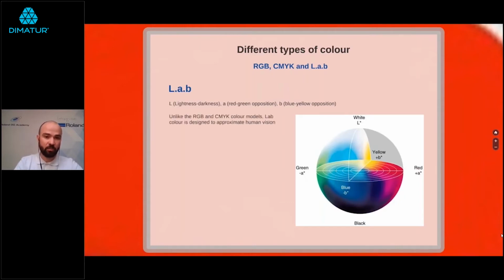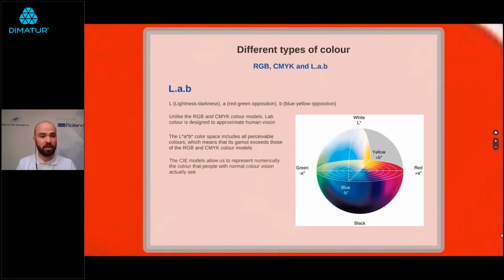Unlike the RGB and CMYK color models, the LAB color is designed to approximate human vision. It was created to help us as humans to understand color in different ways, and especially in terms of color management when it comes to converting colors, as we'll talk about later. The LAB color space includes all perceivable colors, which means that its gamut exceeds those of RGB and CMYK. So LAB is the largest of the color spaces. If we had RGB and CMYK, they would fit within this color space.